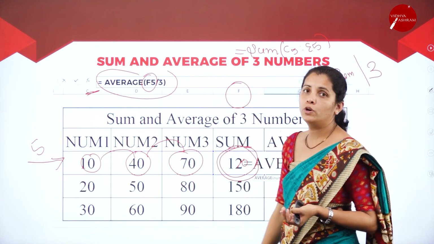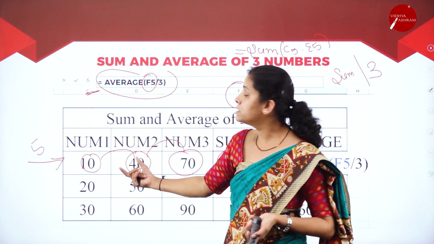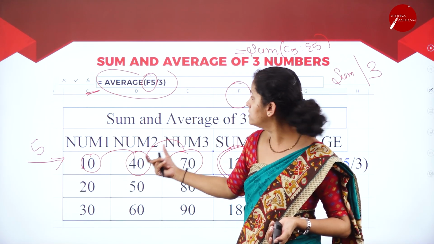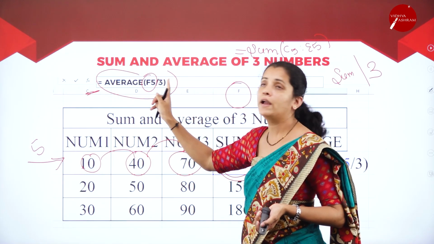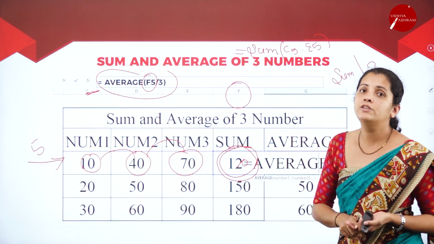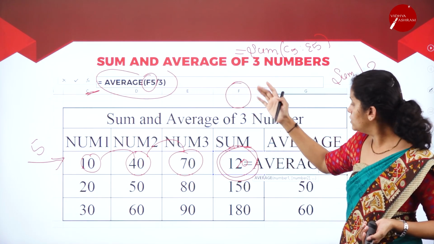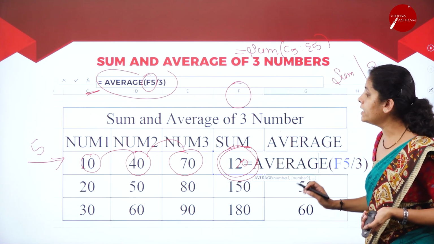Along with that, I'm going to specify the total numbers. How many numbers am I going to have? That is nothing but 3. So it is F5 divided by 3. That gives the average of the given 3 numbers. So here I'm going to get the average.